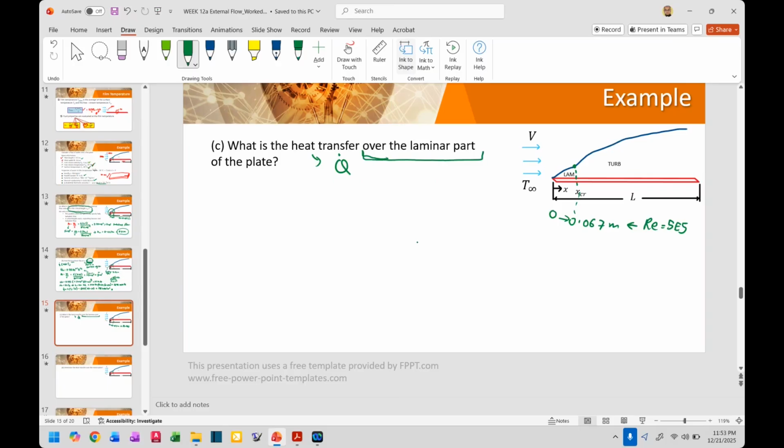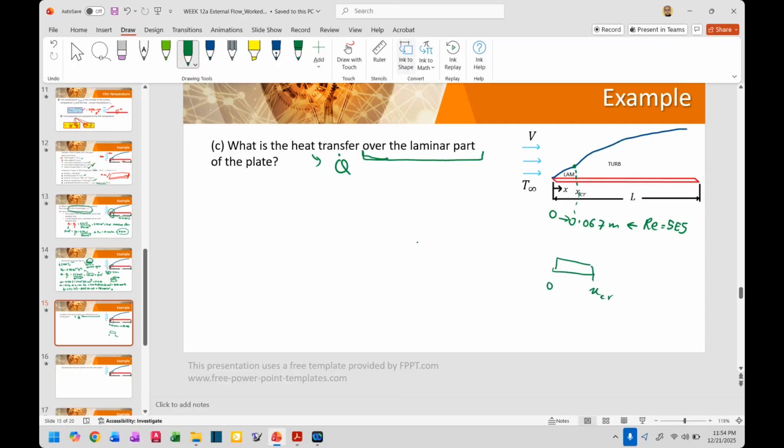Okay, so you might guess it right. It's going to be an average one. Okay, a local one if it asks you for it at 2 centimeters, at 5 centimeters, and so on. But this one is over the laminar part of the plate, so meaning over one whole geometry, not at a specific point. Now, when you say over the laminar part of the plate, that means you are taking the entire plate until XCR, until X critical.